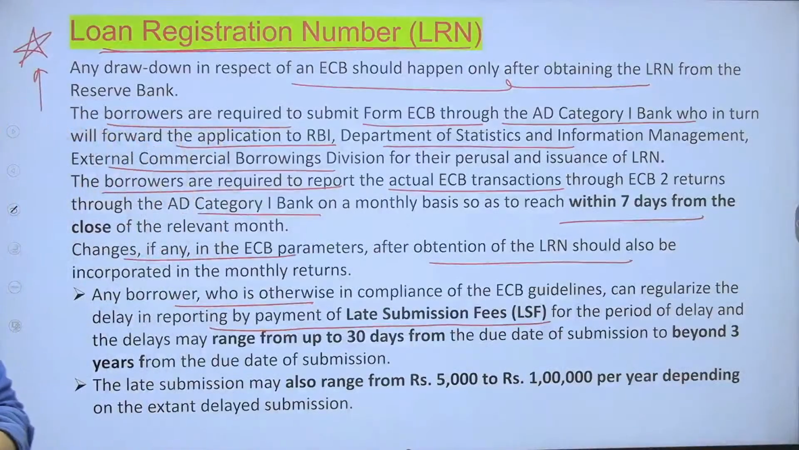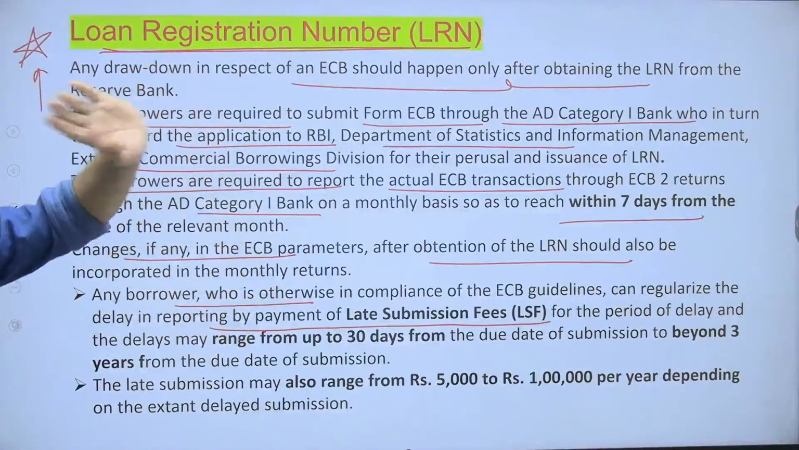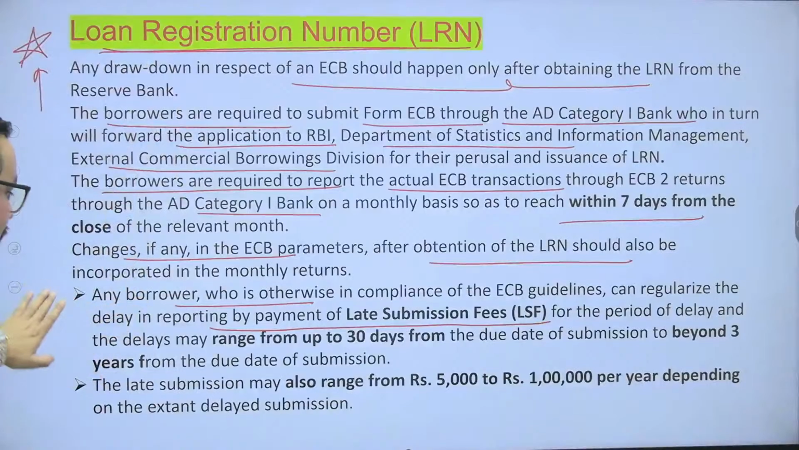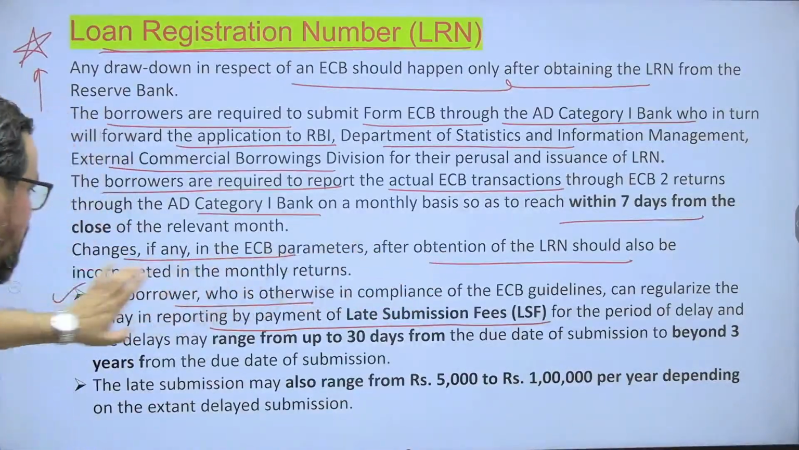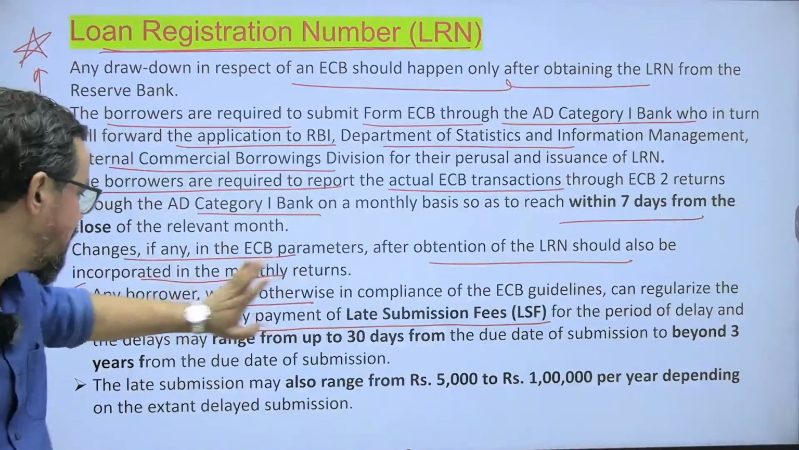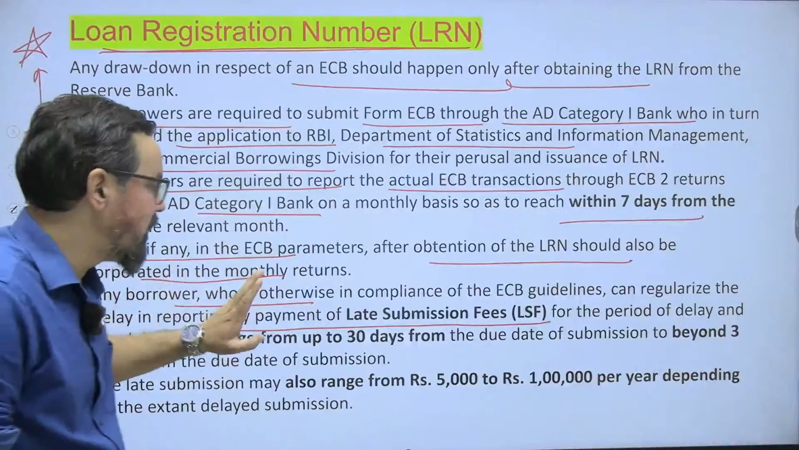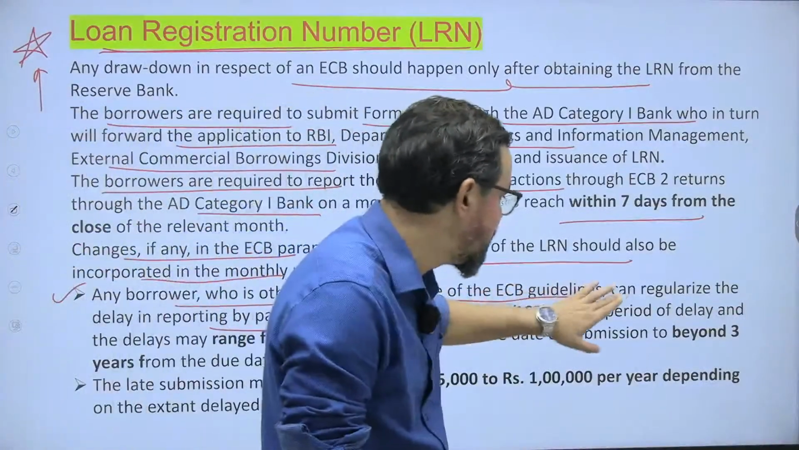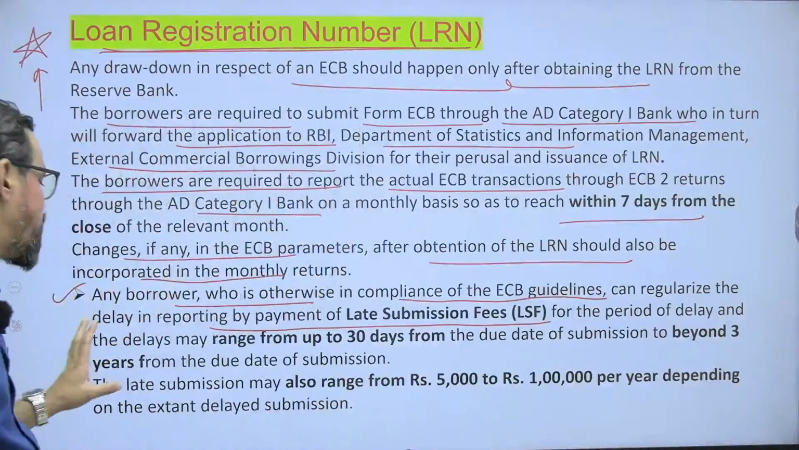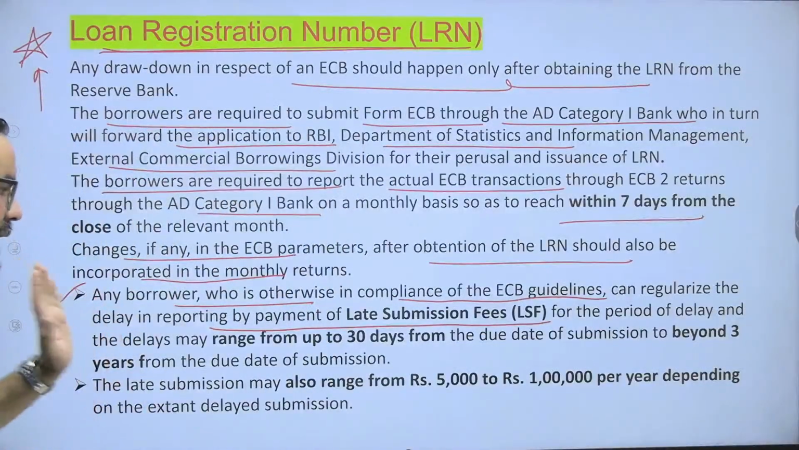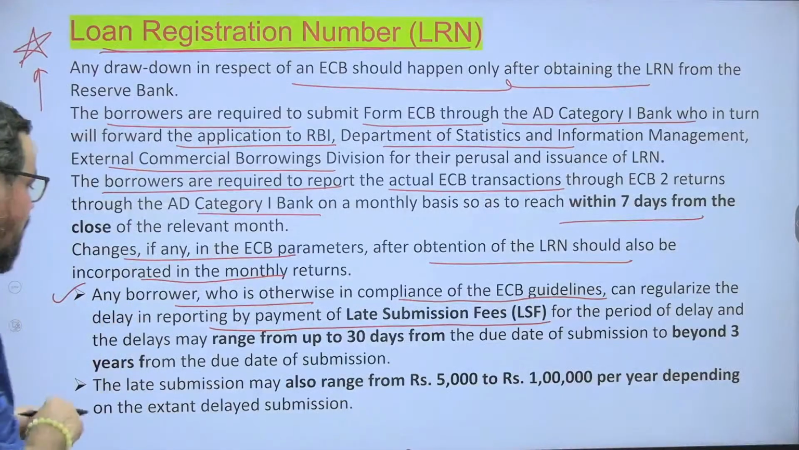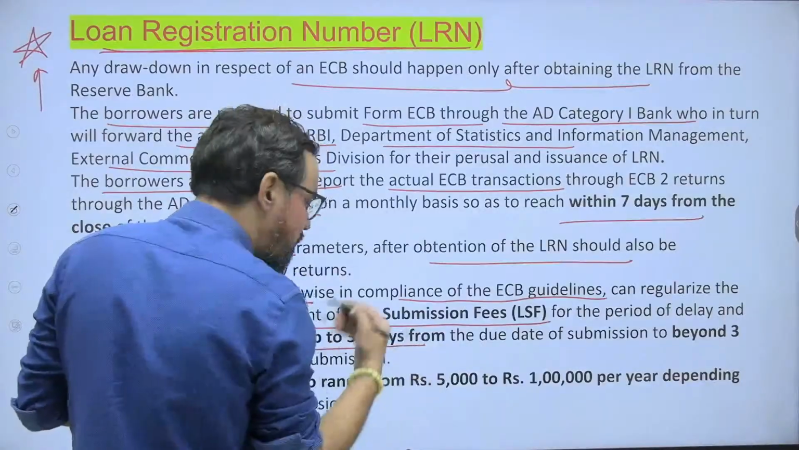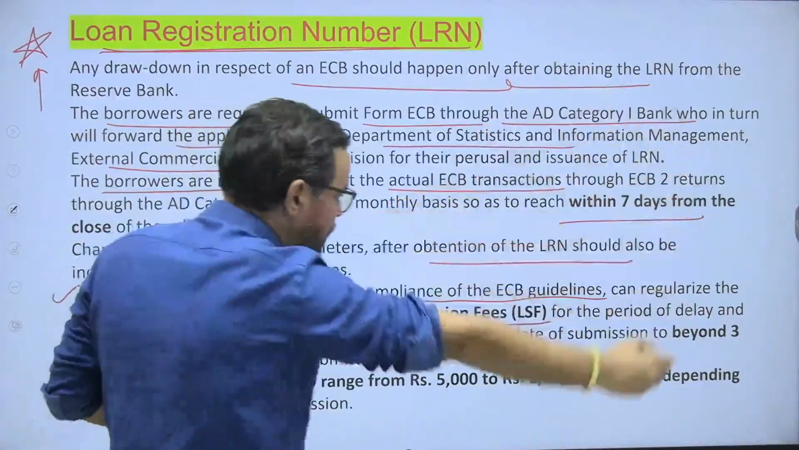So now this is again a very important point. This was part of the previous year. Any changes obtained to the LRN should be incorporated in the monthly returns. Any borrower who is otherwise in compliance with the ECB guidelines can regularize the delay in reporting by payment of late submission fee for the period of delay, and the delay may range up to 30 days, or it can go beyond 3 years also.